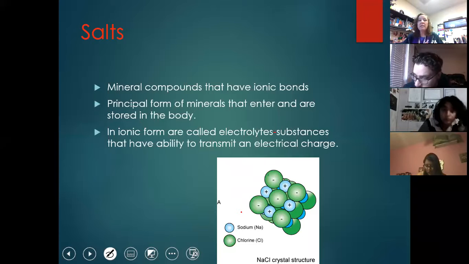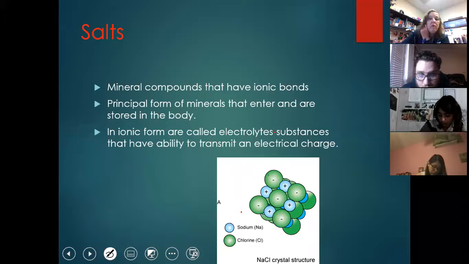But for right now, all we need to know is salts have ionic bonds, electrostatic, and they have the ability to change their charges, transmit an electrical charge. That's it. So ionic bonds, electrical charge.